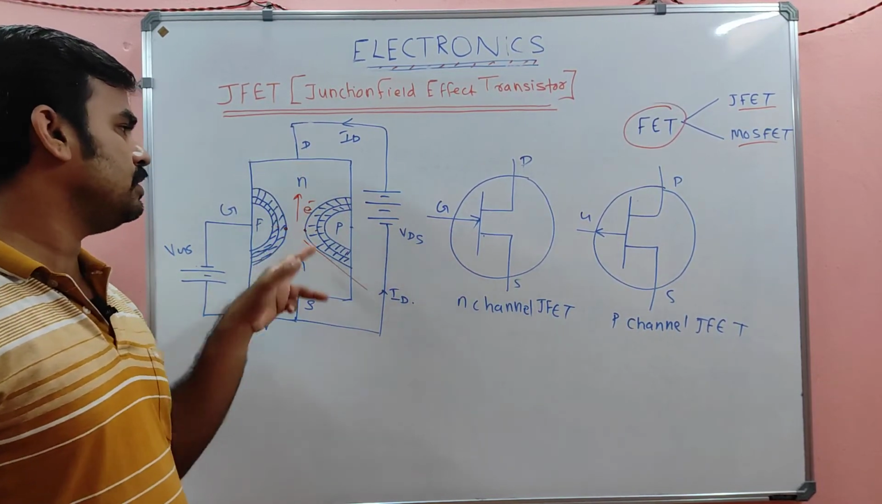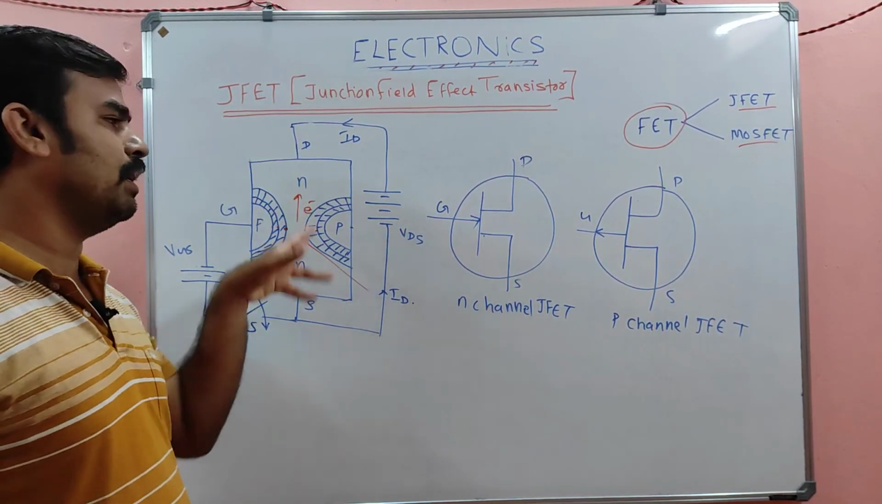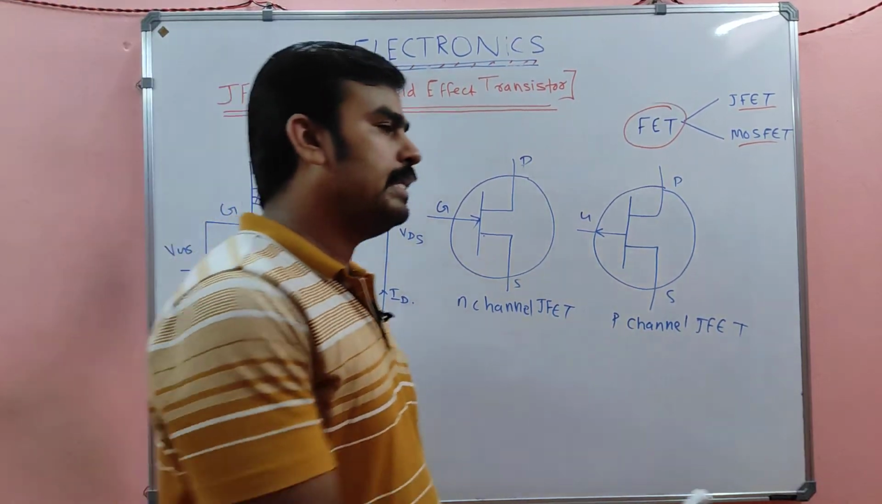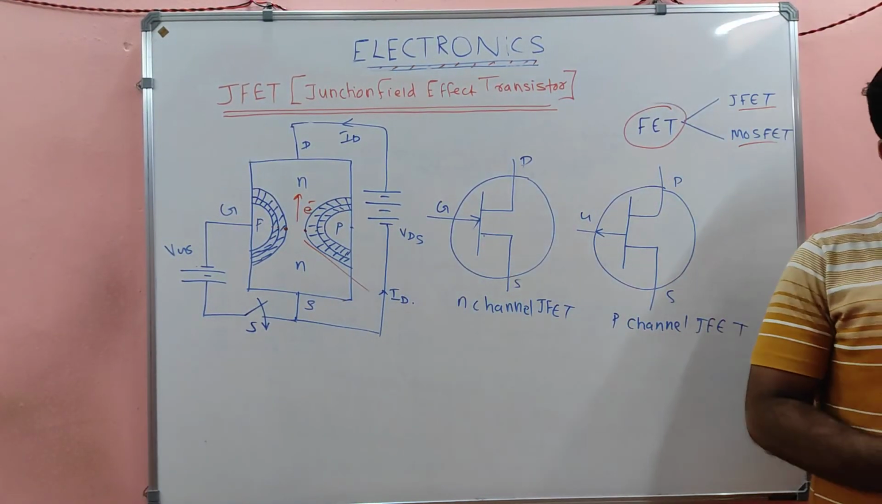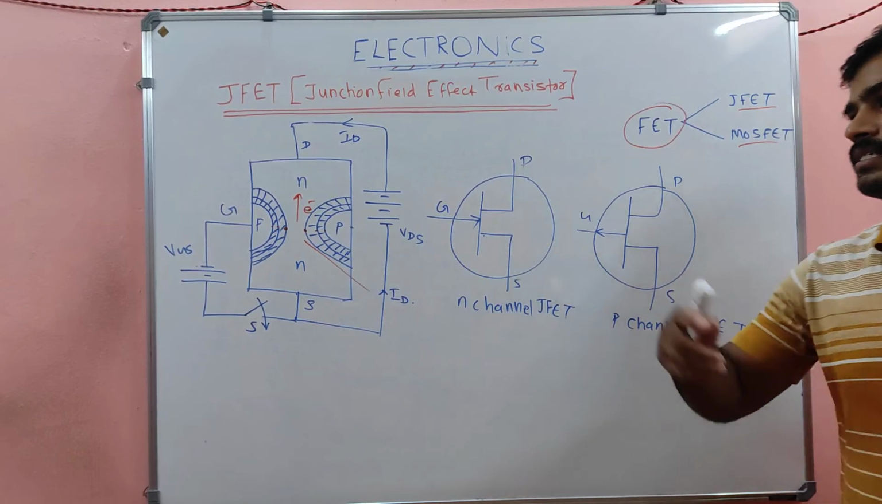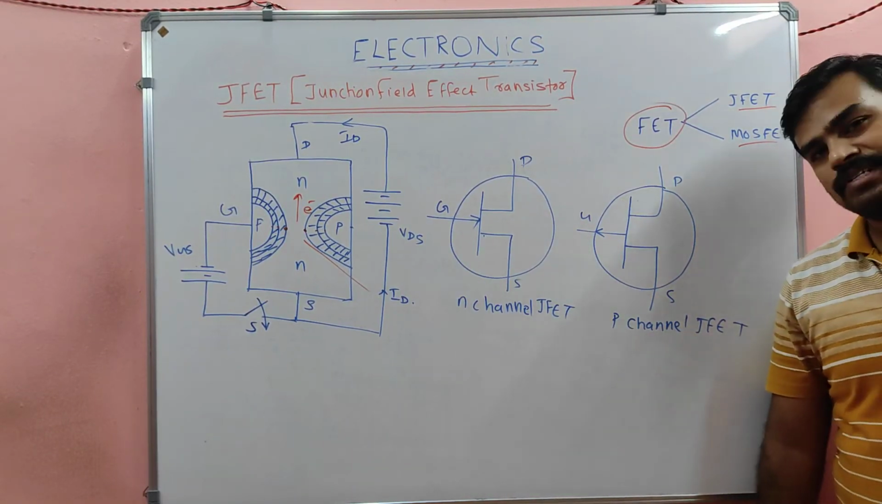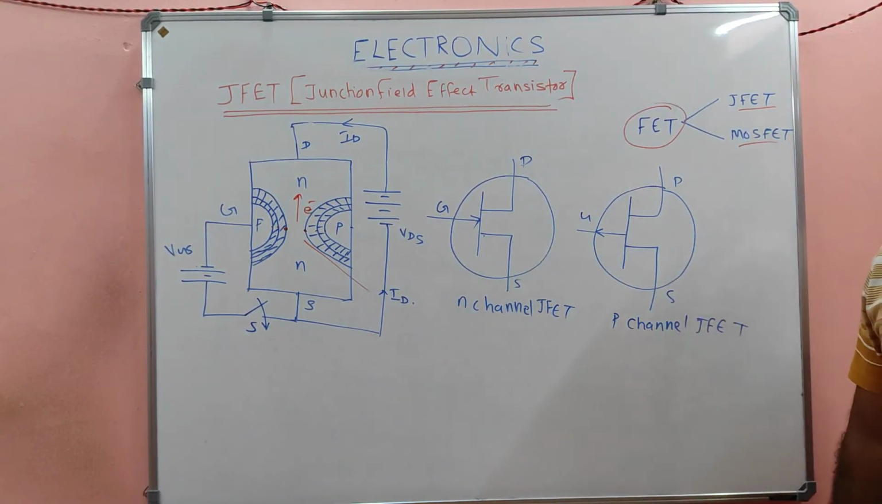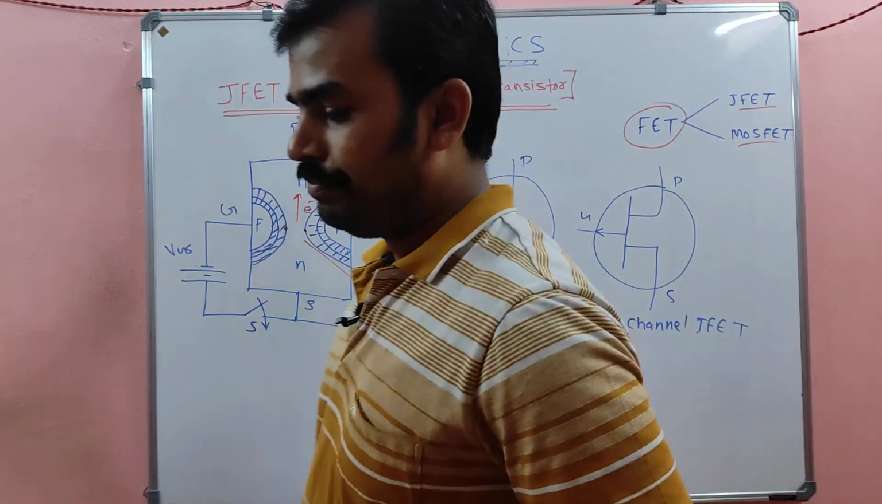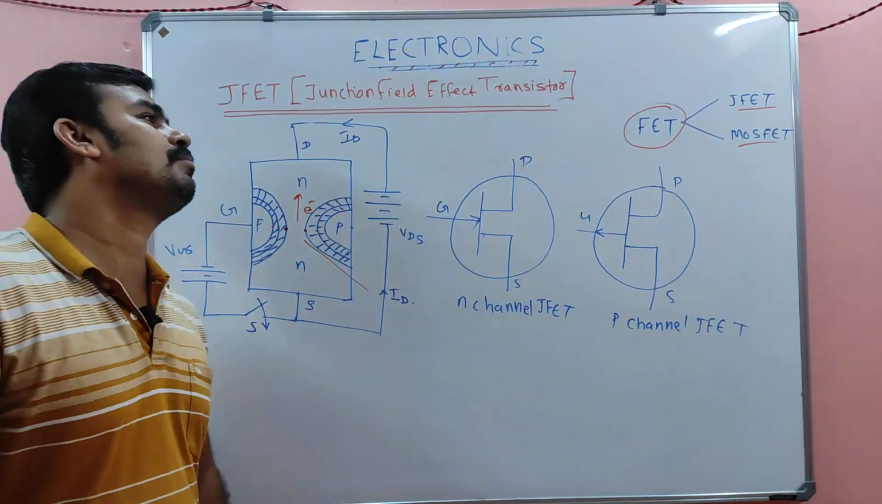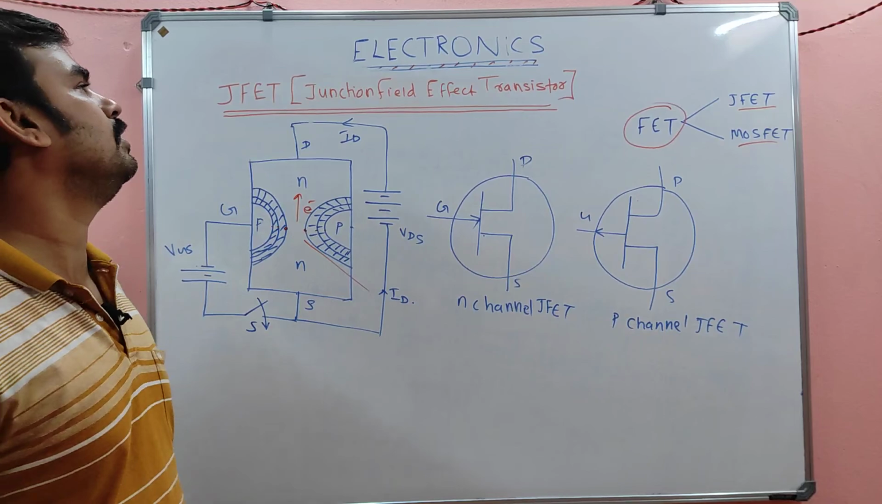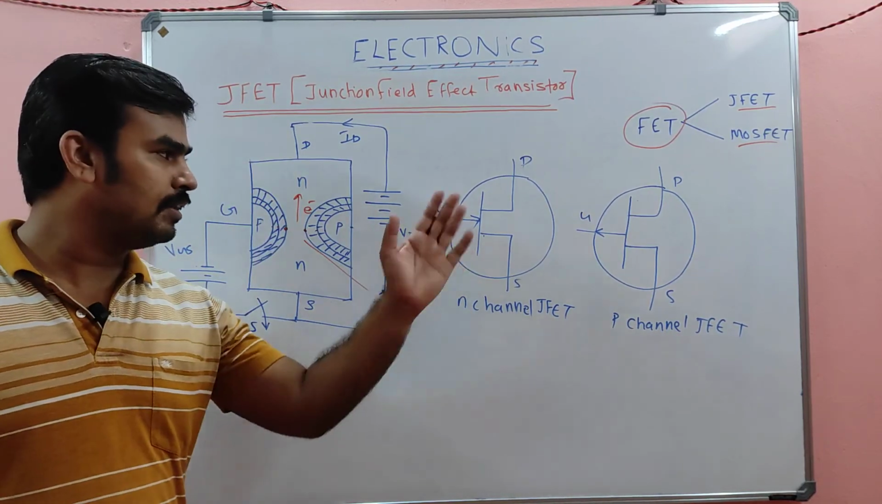In P channel, the reverse thing happens: by holes, the conduction will take place. In N channel, the electrons will take part in the conduction. So this is a unipolar transistor, but BJT is a bipolar junction transistor. Is it clear, my dears? So that is all about the JFET, its working and its symbol.